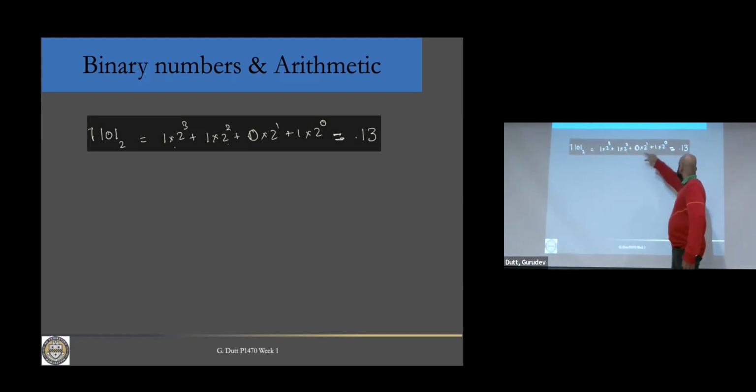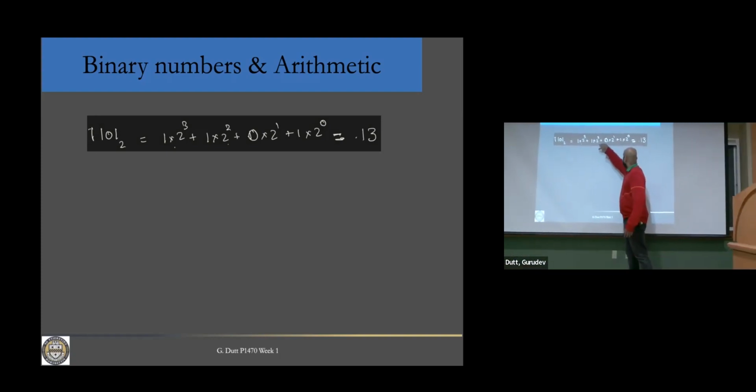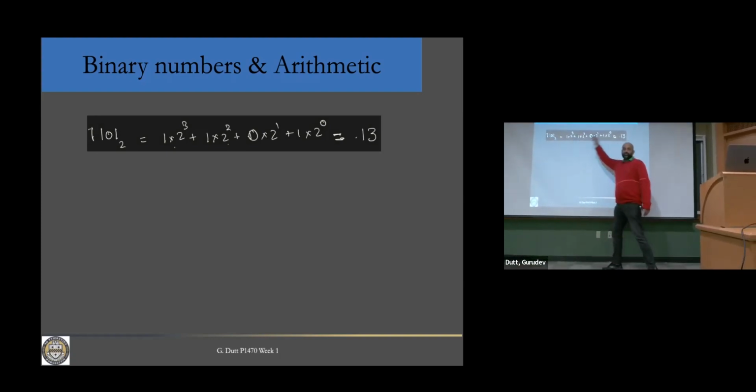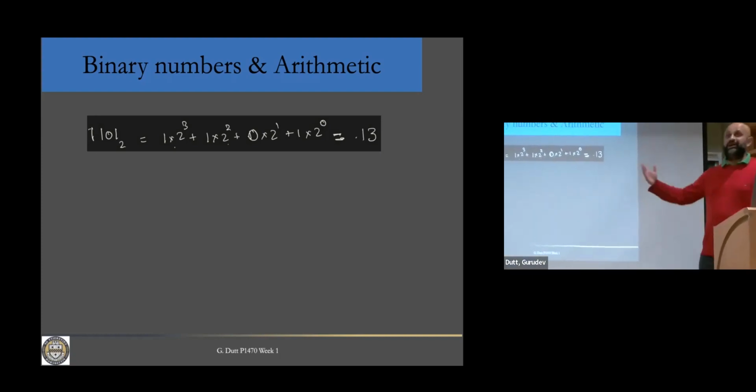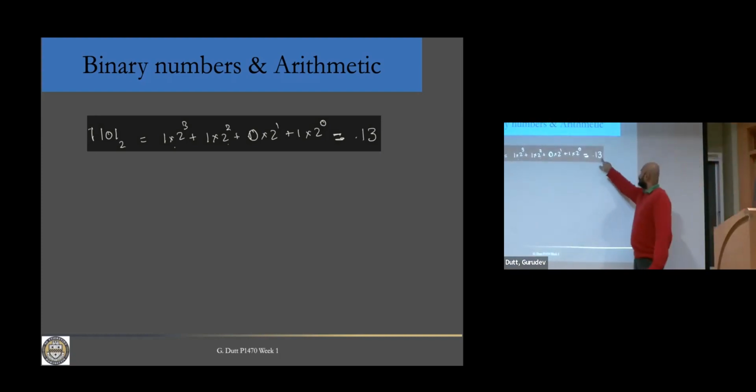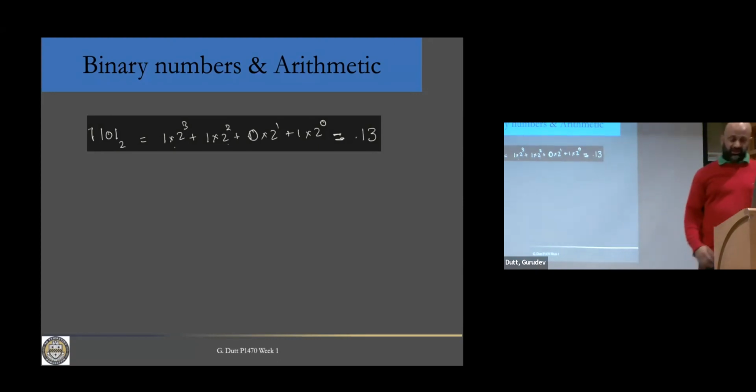1 times 2 to the 0, 0 times 2 to the 1, 1 times 2 to the 2, 1 times 2 to the 3. Add them all together, you get 13. 13 in regular notation, I should really put 13 subscript 10, because that's in our decimal notation, so base 10 notation, if you like. But of course, we don't do that. We assume that everything is written in base 10 usually.